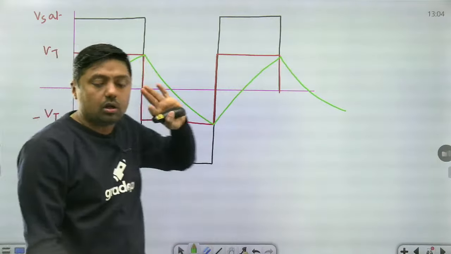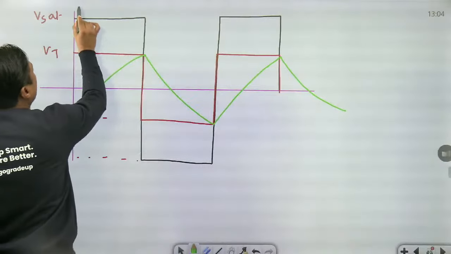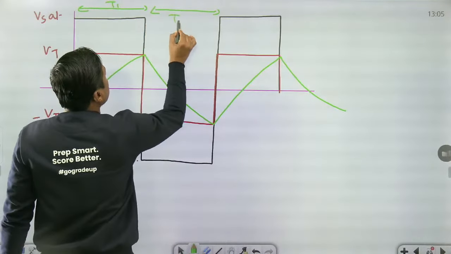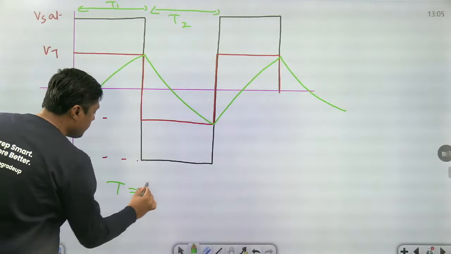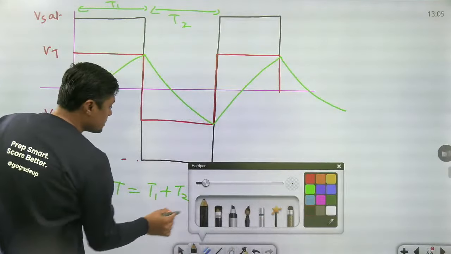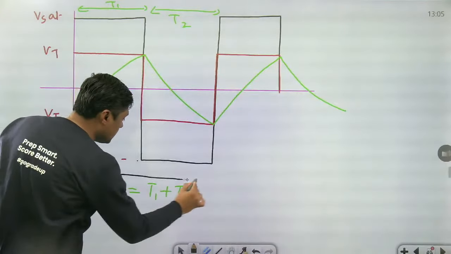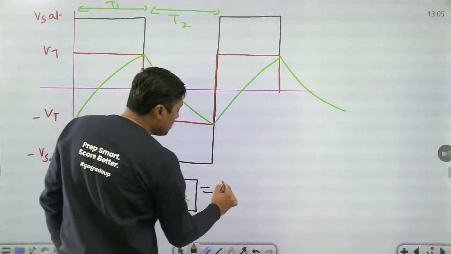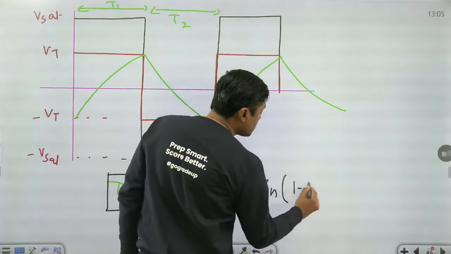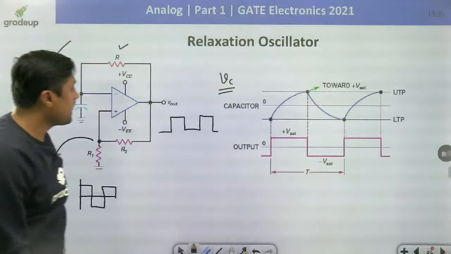In one diagram, all the three diagrams. Okay. And then this is called T1. This is called T2. So what is the time period of the signal? T1 plus T2. And this is 2RC log of 1 plus 2R2 by R1. This is the formula.